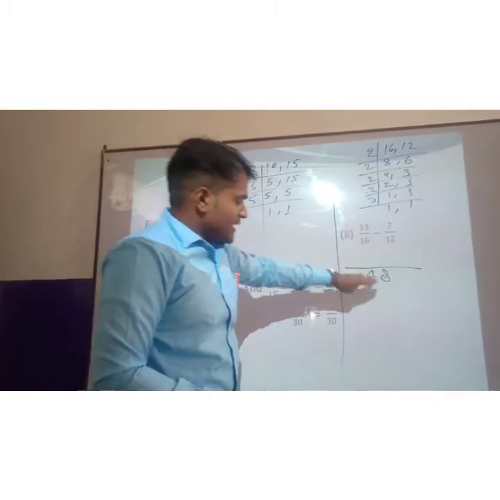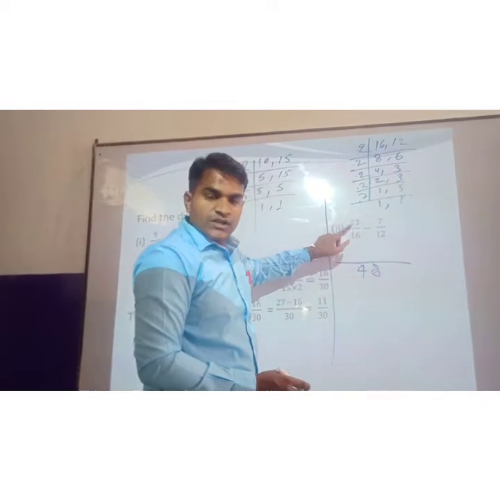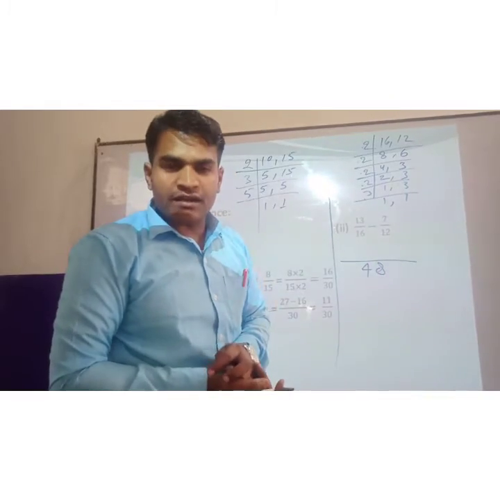Now we have to divide this 48 by the denominator of the first fraction. The denominator of the first fraction is 16. So 16 divides 48, it gives 3. 16 threes are 48, na?